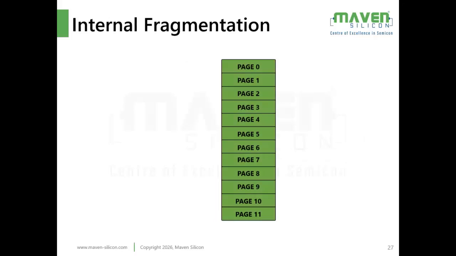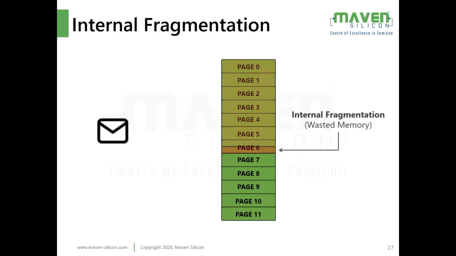However, paging introduces another small problem called internal fragmentation. Since pages have a fixed size, a program may not completely fill the last page allocated to it. For example, if the page size is 4 KB and a program needs 34 KB, the OS must allocate 9 pages, that is 36 KB. The extra unused memory inside the last page becomes wasted space, which is called internal fragmentation.